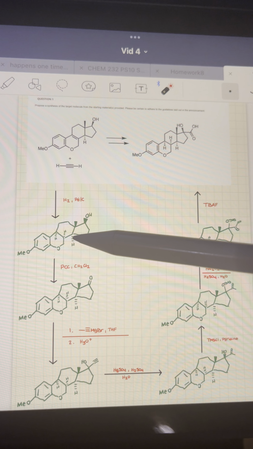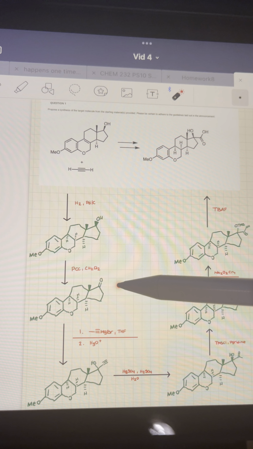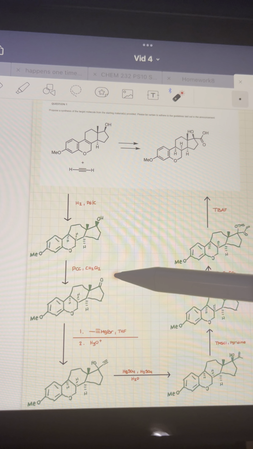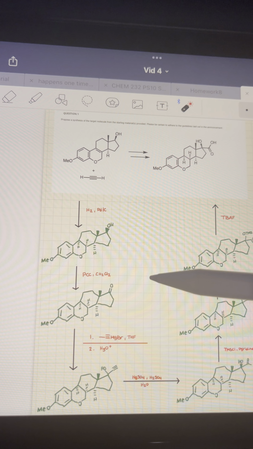So what we're going to be doing in the next step is we're going to add PCC in the solution to create a ketone. So PCC turns the secondary alcohol into a ketone and it won't oxidize anywhere else, so it's only selective to this spot.